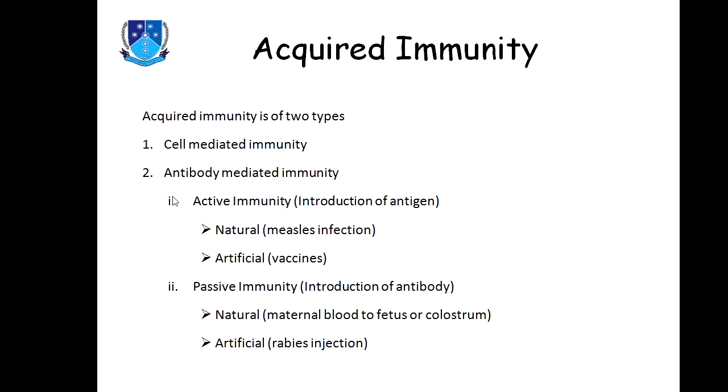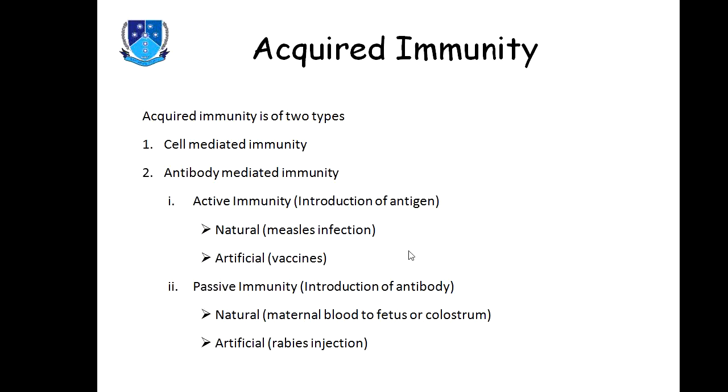So there are two types of active immunity. Number one, natural, and number two, artificial. The best example of natural active immunity is measles infection. When a virus, for example the measles virus, infects the body, the body starts producing antibodies against it. But during the first exposure to measles, the body will have signs and symptoms of the disease. So the body starts producing antibodies against this virus.